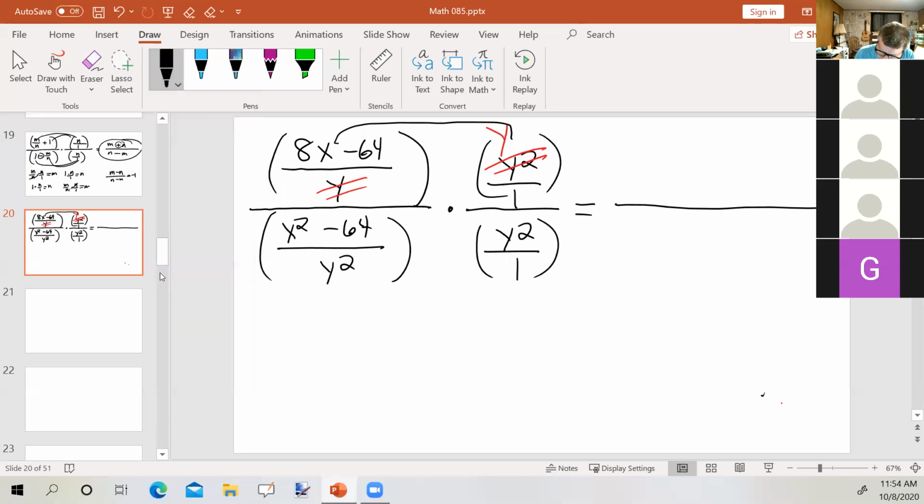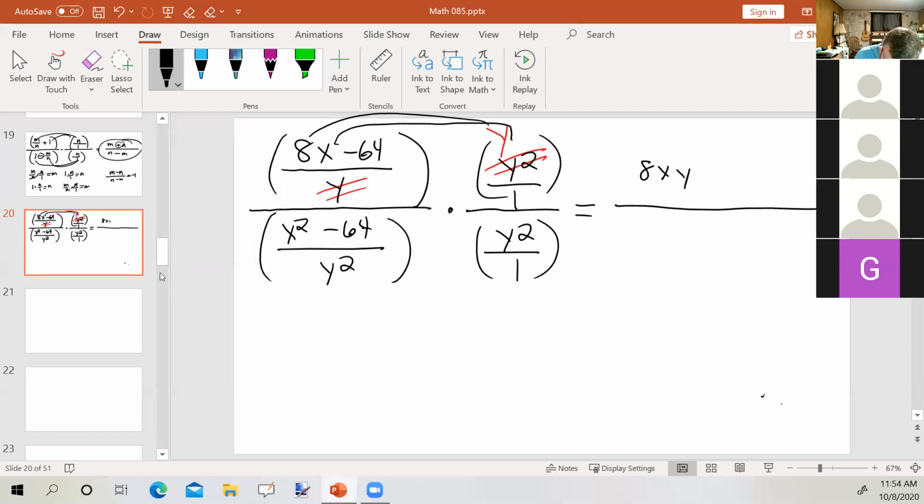Yes. So now I've got 8xy minus 64y. Before you multiplied by the y squared, would you be able to factor out the 8 from 8x minus 64 first? Yeah, you could take out an 8. You could have made this 8 times x minus 8 and then reduced it out. And in fact, later on, I'm probably going to do that. Okay, what about in the denominator?